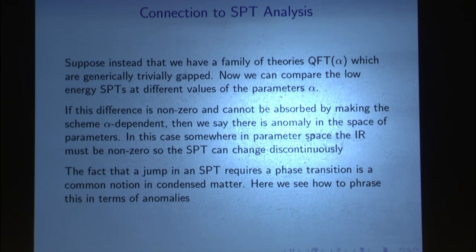So what it means is that in this case, somewhere in the parameter space, the IR must be non-trivial, so the counterterms that you find at low energies can jump discontinuously. The fact that a jump in an SPT requires a phase transition is a very common notion in condensed matter physics. And this is a way of phrasing it in terms of anomalies.